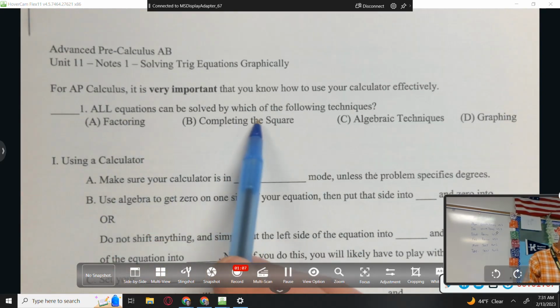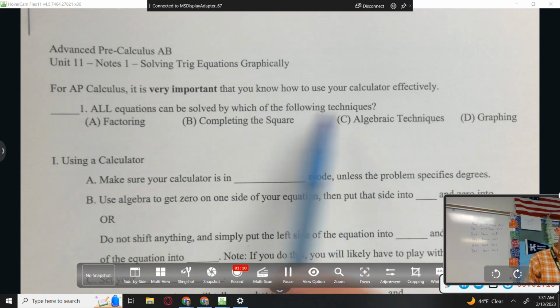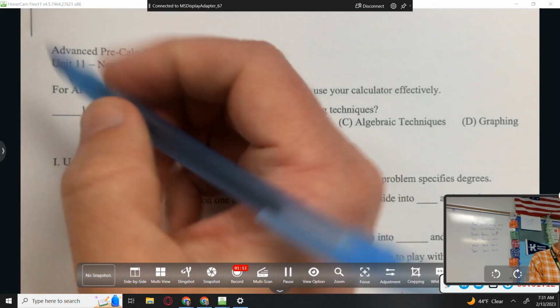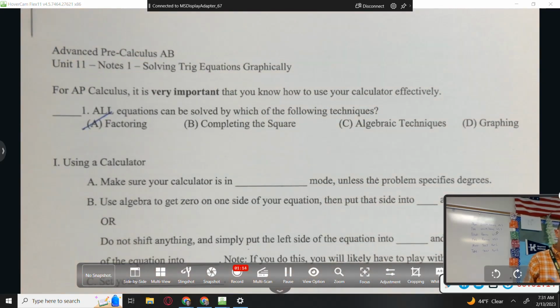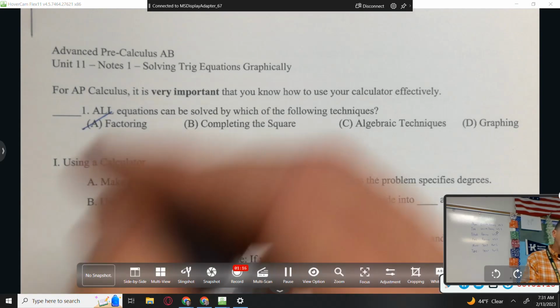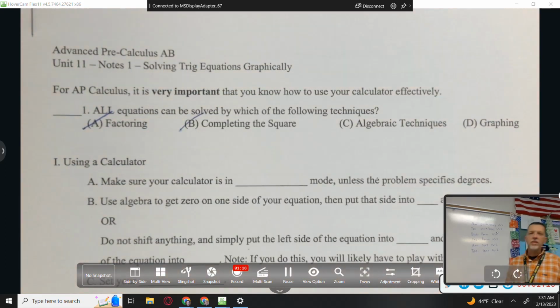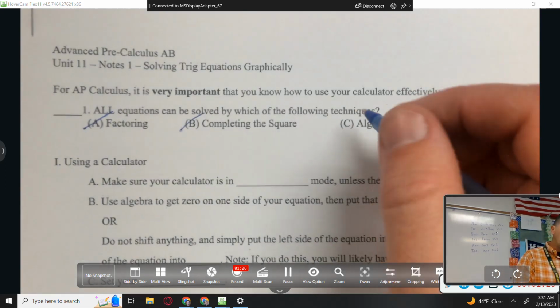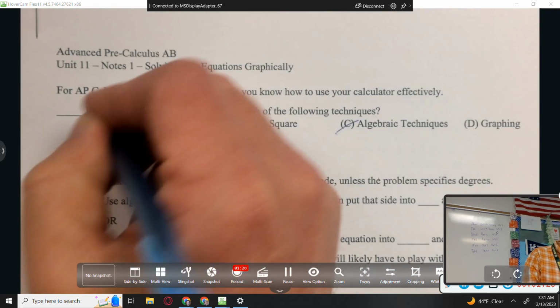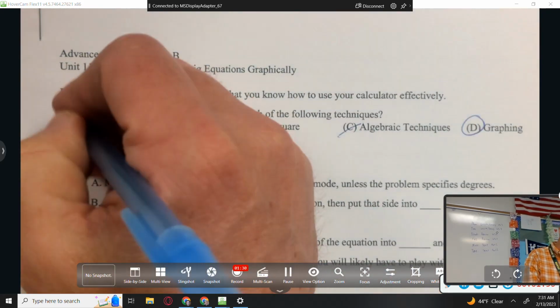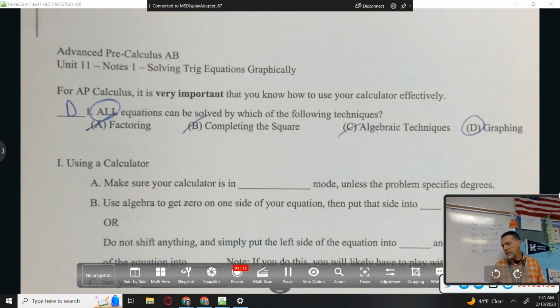All equations can be solved with which of the following techniques? Well, not everything factors. Completing the square, no, that's a pretty specific method that doesn't work all the time. Algebra techniques, like if we give you a no calculator test, then everything better work with algebra. But this says all equations, well, they can all be solved with graphing. So there's going to be some crazy equations today, but that's fine because your calculator is going to do all the work.